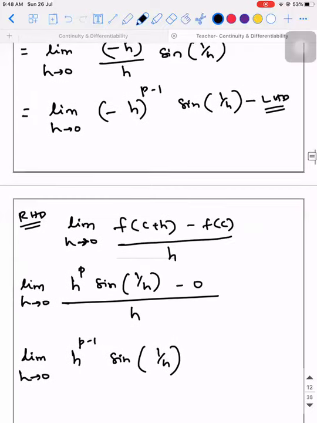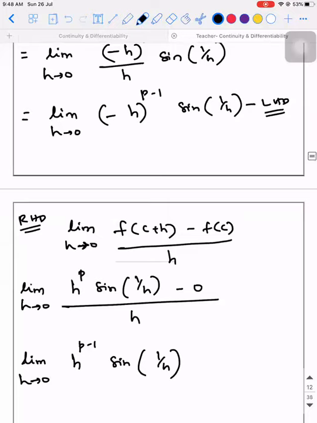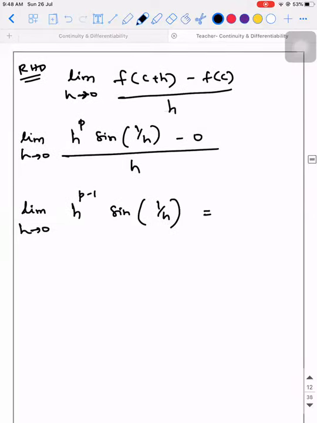Okay. Now if I substitute 0, what will I get? So this will be 0 into sine of any value which is between minus 1 to 1. So what will be the left hand derivative? 0. Right hand derivative 0. And f dash of 0 is 0. Okay. So here for all values of p it is going to be differentiable. I think in the answer it is given as p greater than 1. Okay. So you can make a note of it. For all values of p, the given function is differentiable.